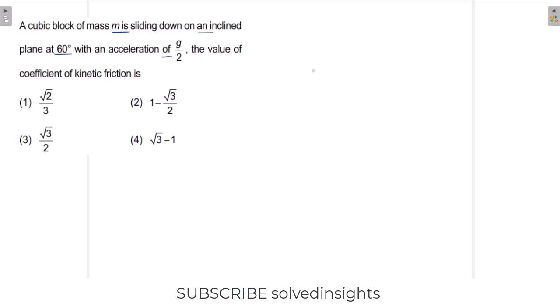Now, let's assume this is the inclined plane, and at any time, the mass is here. The force due to gravity is in the downward direction, that is mg. This angle of inclination theta is equal to 60 degrees.